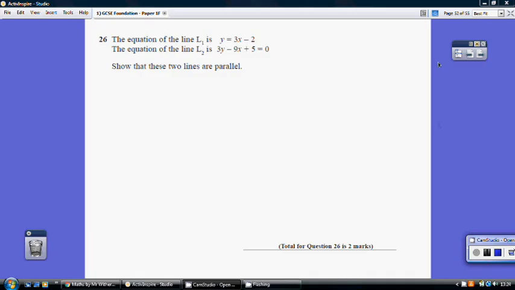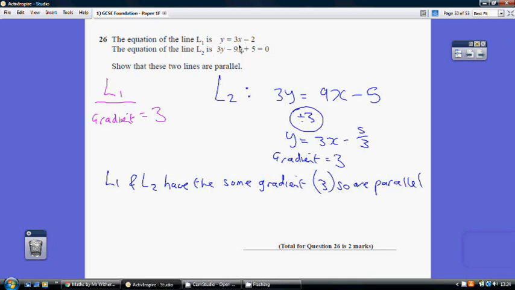Question 26. Now to show that these two lines are parallel, we need to show that they've got the same gradient. And the easy way to find the gradient when you've got the lines in equation form is to pop them into y equals mx plus c format. So you have your y first of all equaling so many lots of x and then the c on the end. So with line 1 we can see straight away that our gradient is 3. Y equals mx plus c. 3 is our gradient. The minus 2 would be where the line cuts the y-axis.